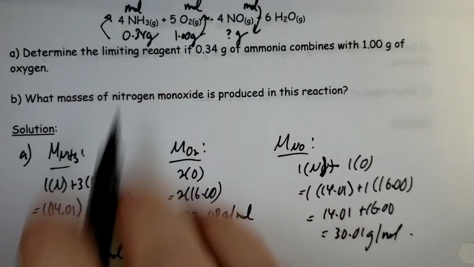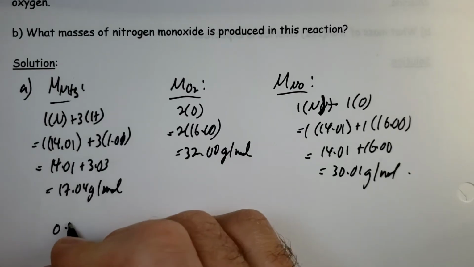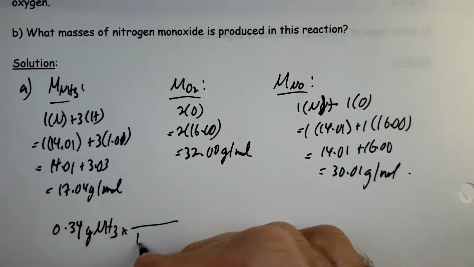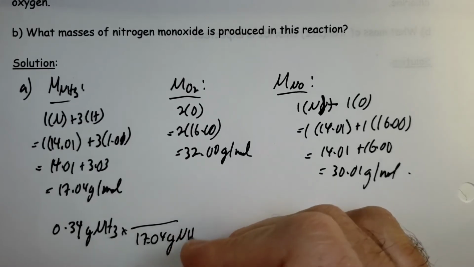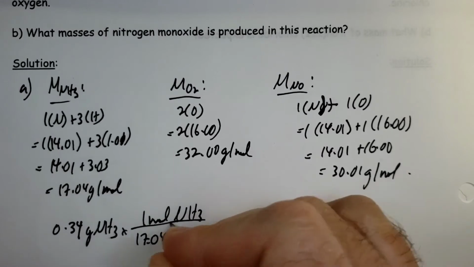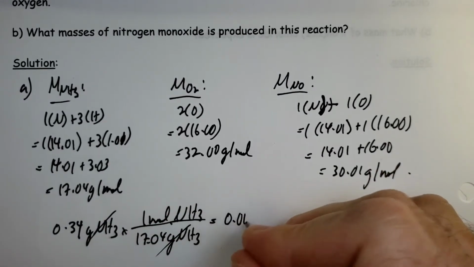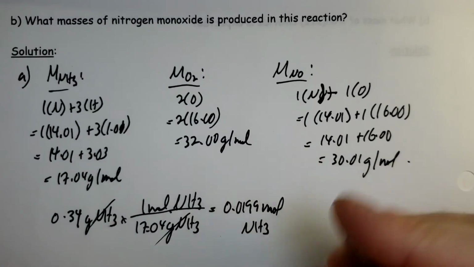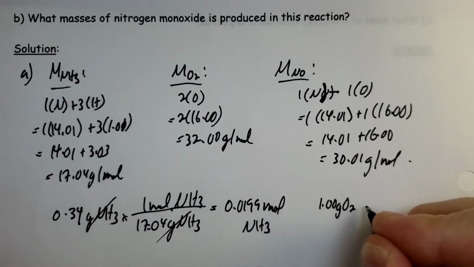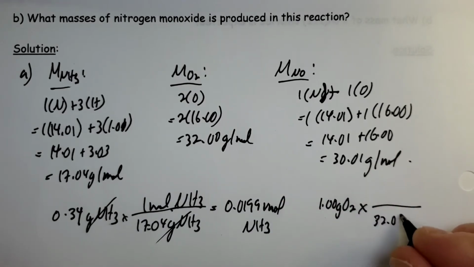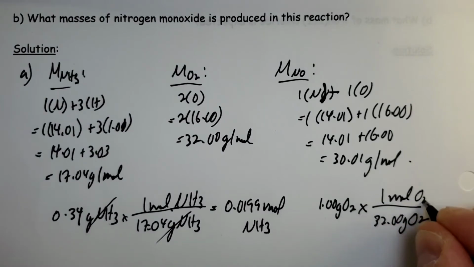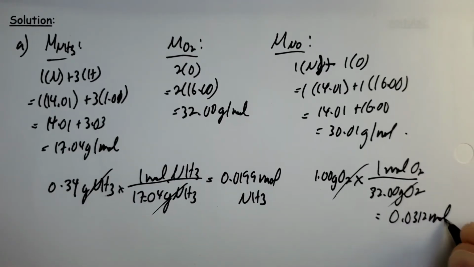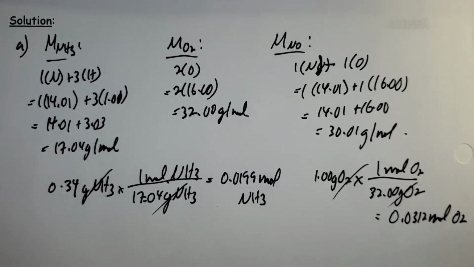Okay, so now that I know that, convert each of those into moles. So 0.34 grams of ammonia, and for every 17.04 grams of ammonia, that's 1 mole of ammonia. So that converts to 0.0199 moles of ammonia. Same thing over here, a gram of oxygen. According to that, 32 grams is 1 mole. So that's going to work out to be 0.0312 moles of O2.